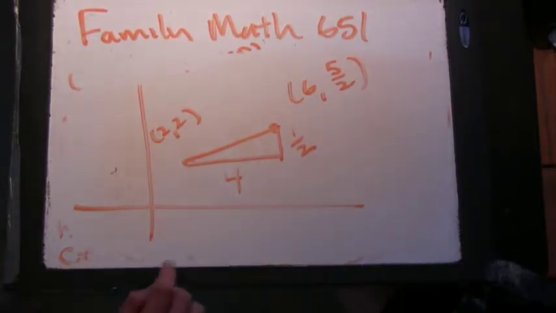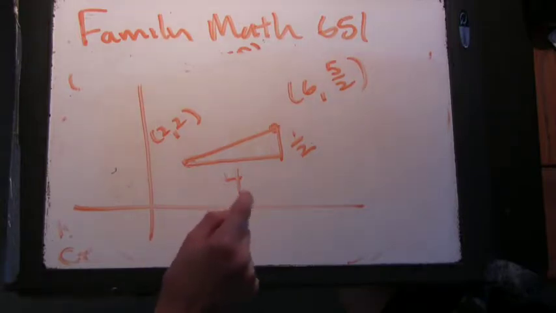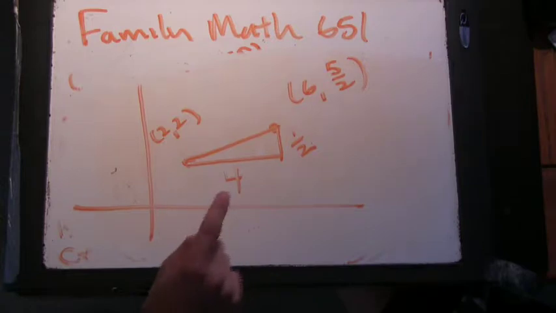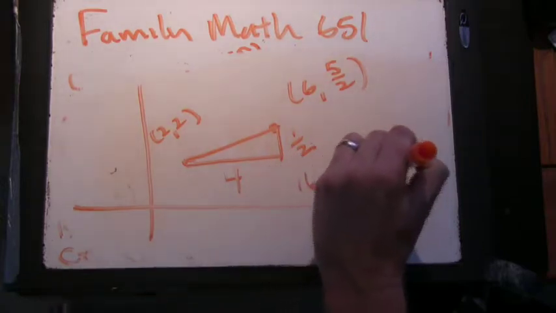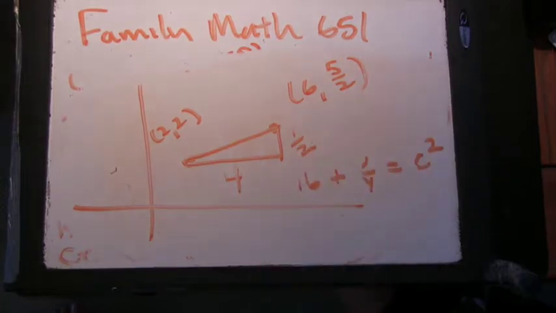So we have a squared plus b squared is c squared. So we have 16 plus a fourth. 16 plus 1/4 equals c squared. So 16 and a fourth.